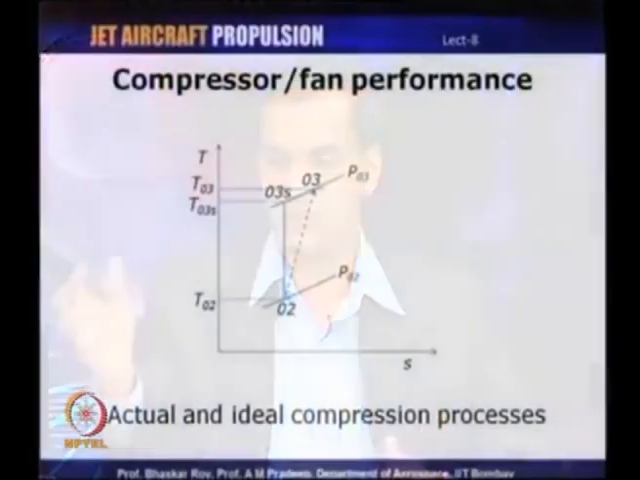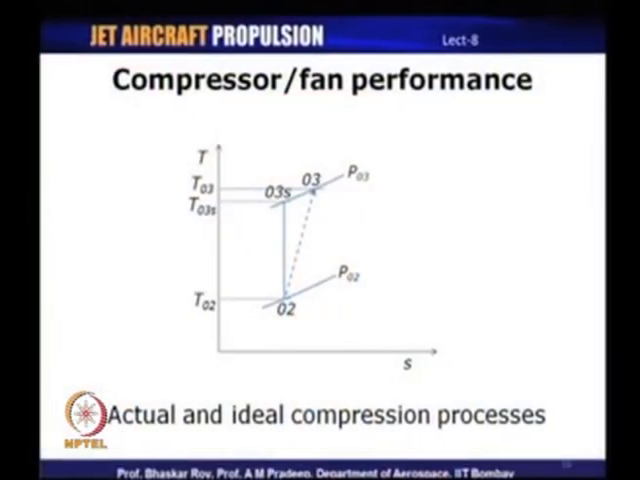So, to understand this, let us look at the T-S diagram of a typical compressor and take a look at how we can define an isentropic efficiency. What is shown here is the T-S diagram for a compression process. Both the actual and ideal compression processes are shown here. The compression begins at 02, which is the inlet of the compressor. P02 is the constant pressure line corresponding to the inlet compressor pressure. The corresponding temperature is T02.